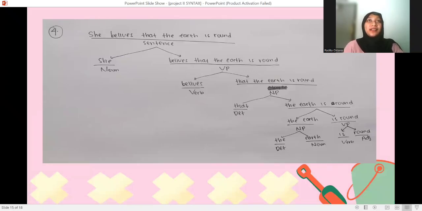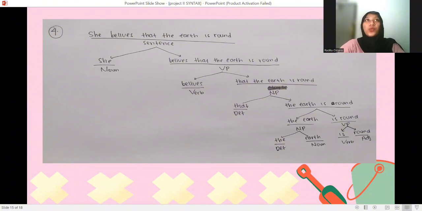She is noun. Believes that the earth is round is verb phrase. Believes is verb. That the earth is round is noun phrase. That is determiner. The earth is round, the earth is noun phrase. The is determiner. Earth is noun. Is round is verb phrase. Is is verb. Round is adjective.